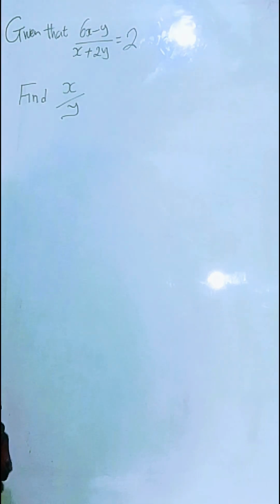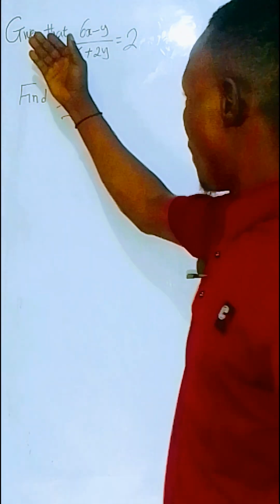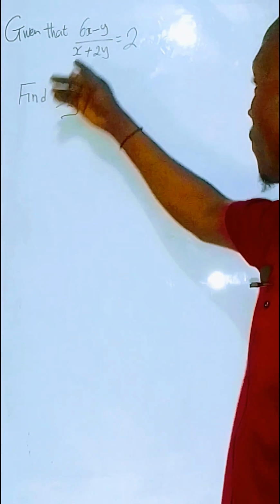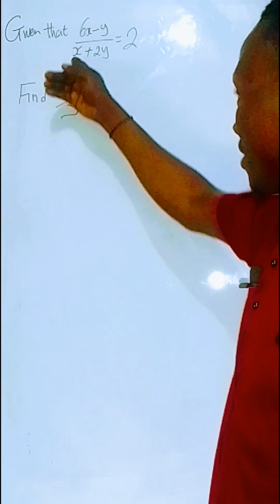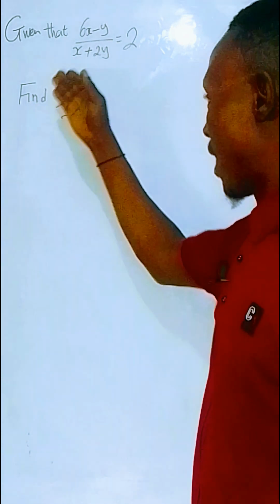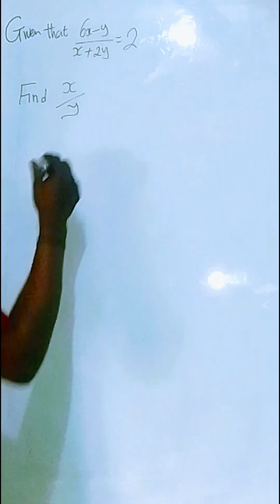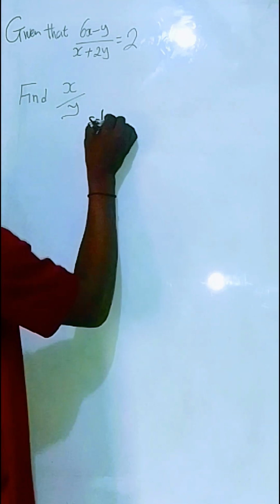Alright, we shall solve a problem that is giving us 6x minus y all over x plus 2y equals 2. So we've got to find x over y. Okay, this is the problem. Given that 6x minus y all over x plus 2y equals 2, we're asked to find x on y. So how do we solve this problem? Now we can solve this problem basically by, solution.